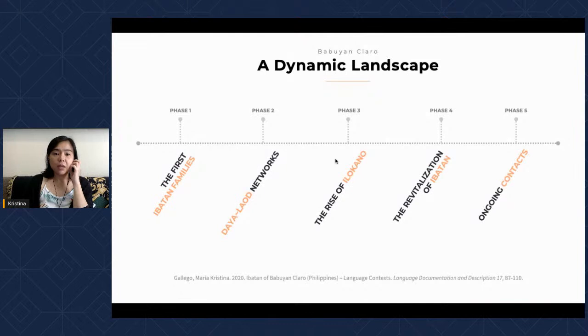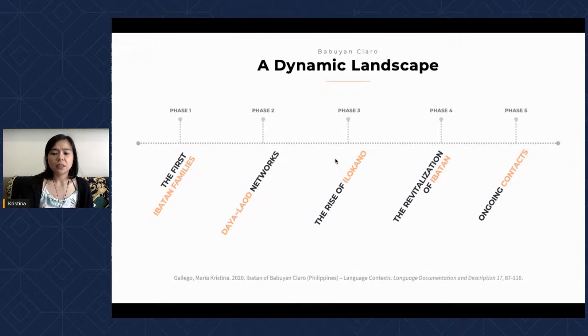These phases, by the way, are by no means discrete, and they tend to overlap. So at present, you can still see the relevance of the Daya and Laod networks, the prominence of Ilocano in the larger region of the Babuyan Islands, but also in tension with how certain groups within the community perceive Ibatan as their ancestral or emblematic language.